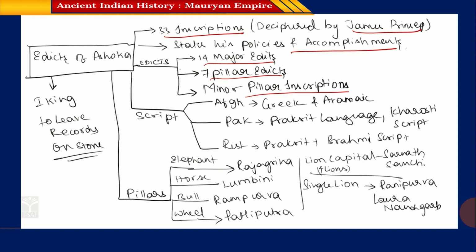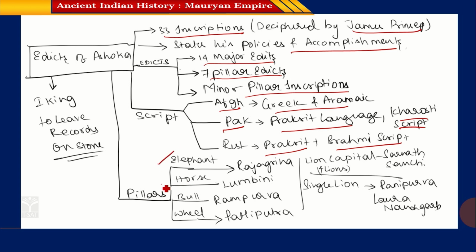In Afghanistan, Ashoka used Greek and Aramaic scripts. In Pakistan, Punjab section, he used Prakrit language, Kharosthi script. In the rest of India, we see Ashoka using Prakrit and Brahmi script. This is interesting because Ashoka gave emphasis to the language and script being used by people in that particular region.